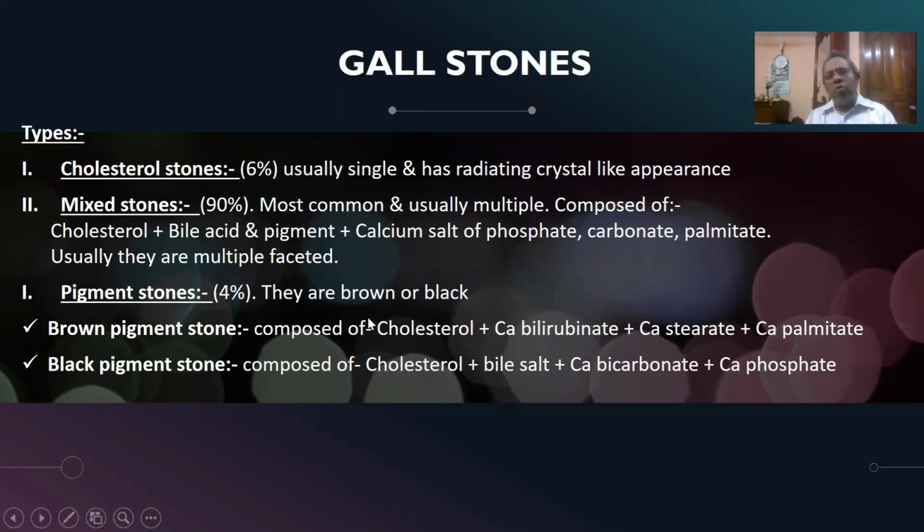They are brown or black. Two types of pigment stones are formed within the gallbladder.